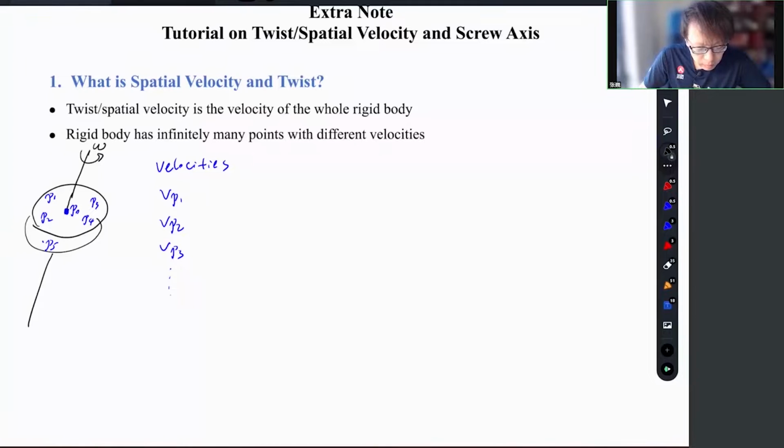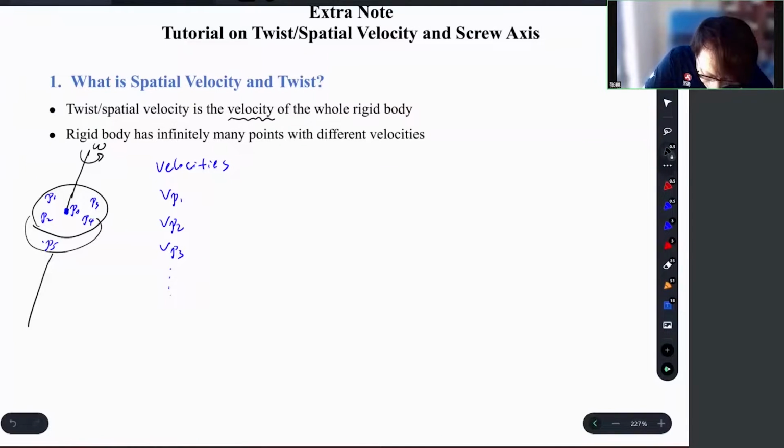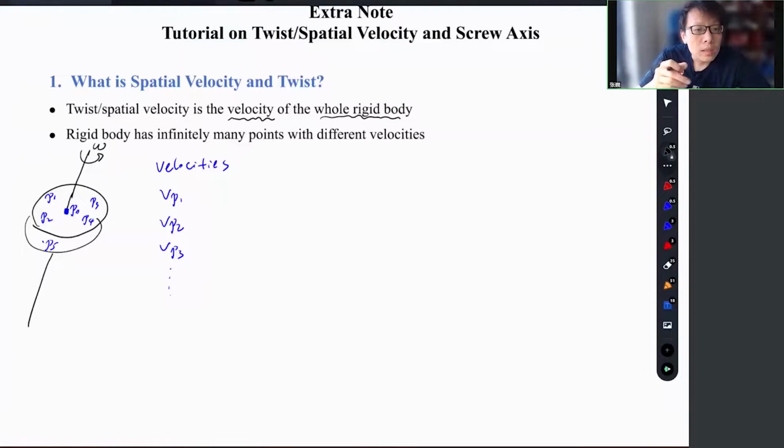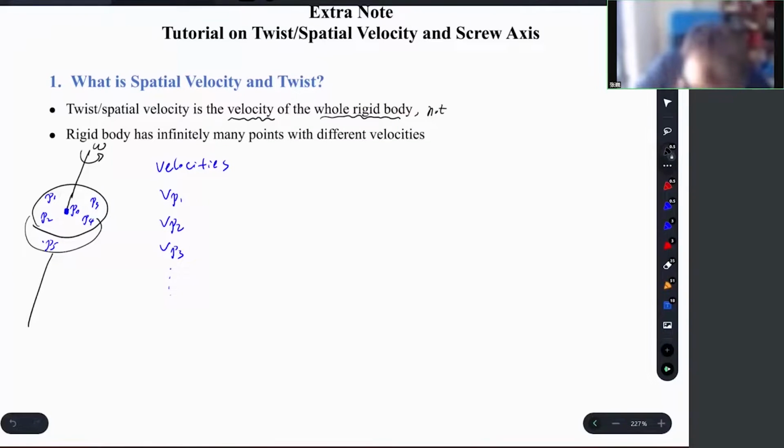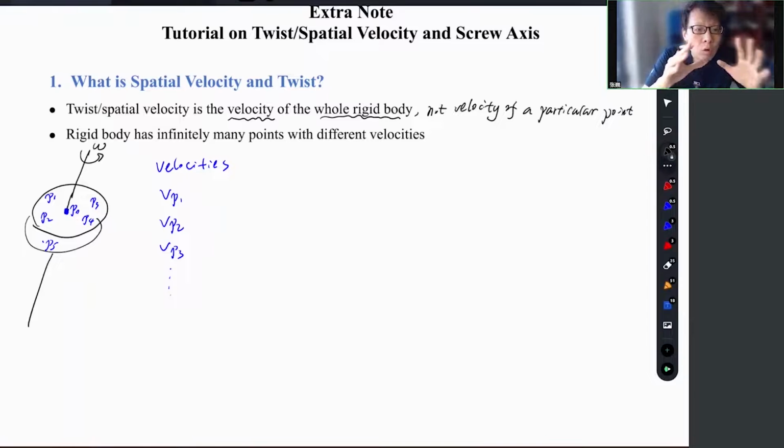First of all, all I want to do is give a detailed introduction about spatial velocity and the twist first, okay? The first thing I want everyone to know is that twist or spatial velocity is a velocity of the whole rigid body. That's the very first thing you need to know. It's not a velocity of a particular point in the space. It's a velocity of the overall body.